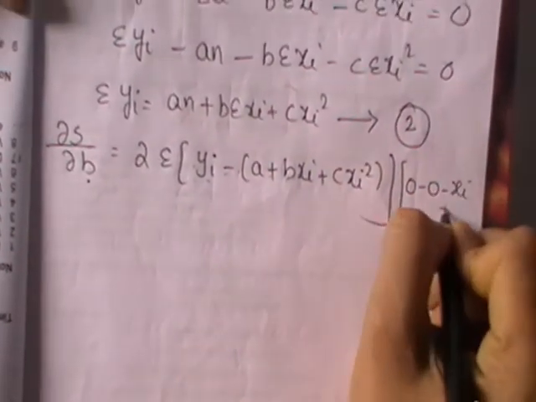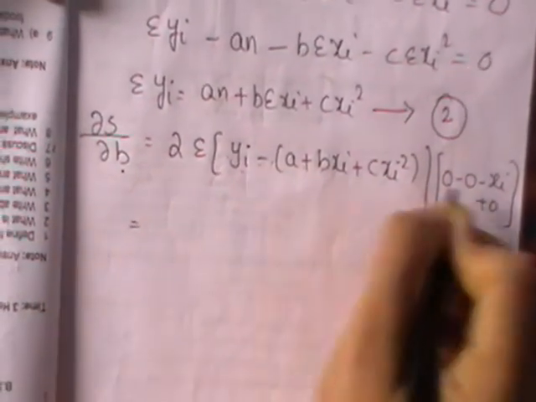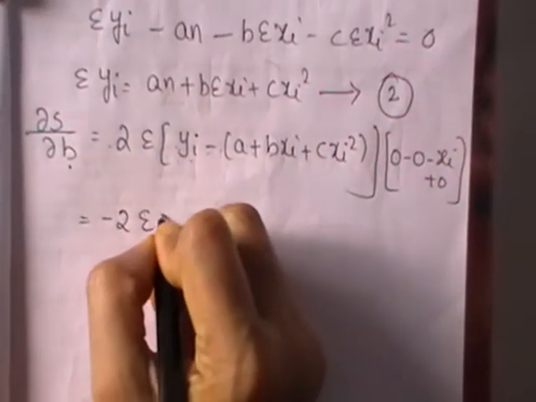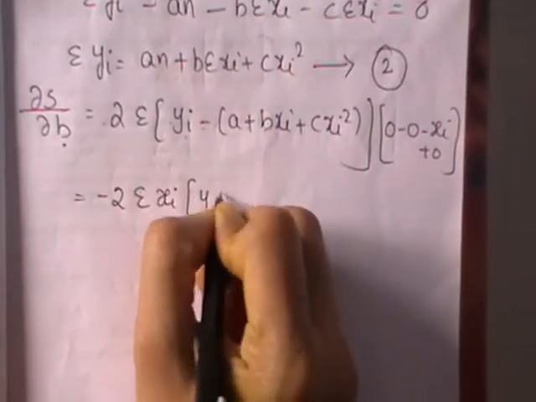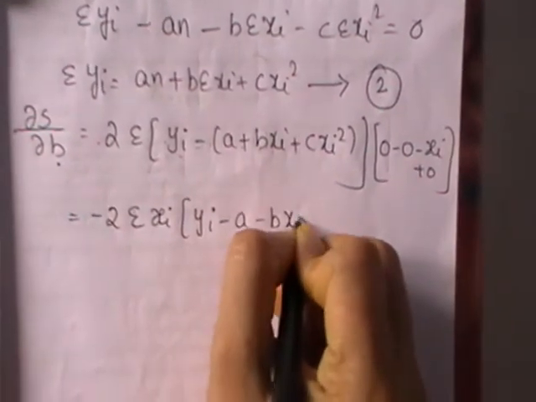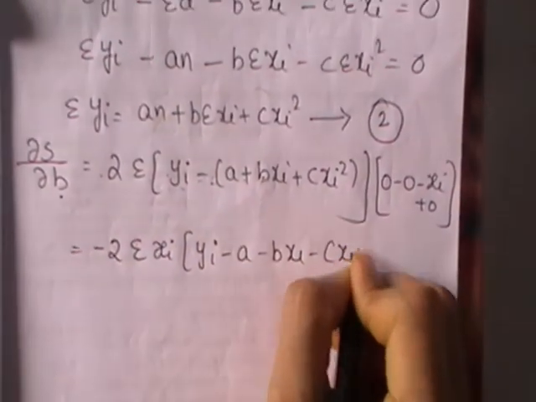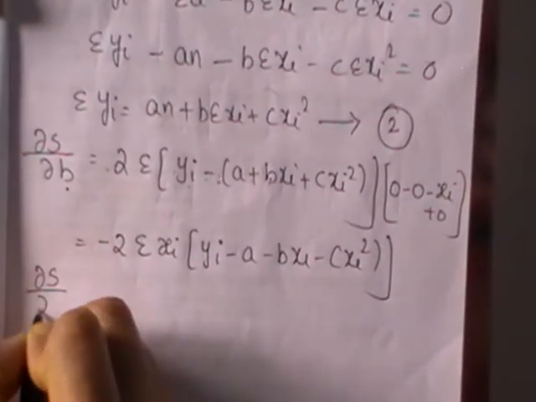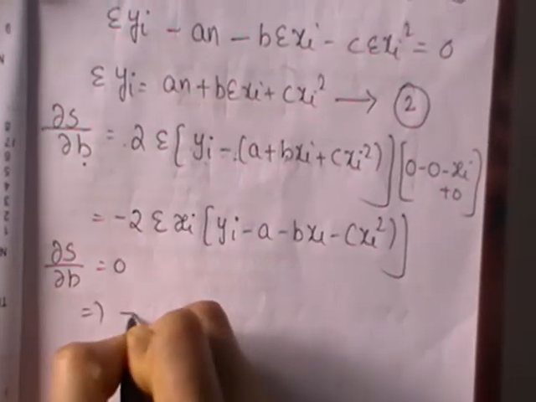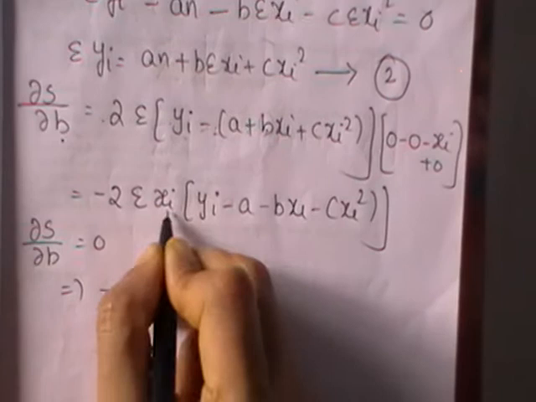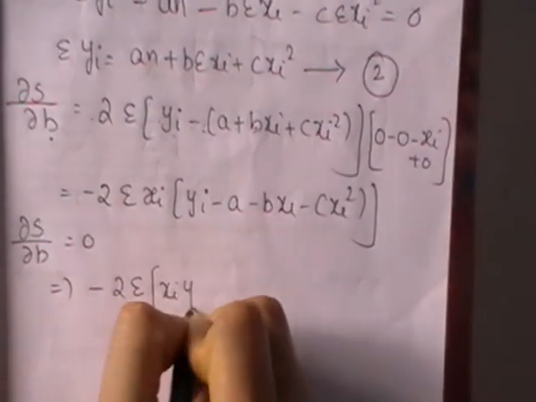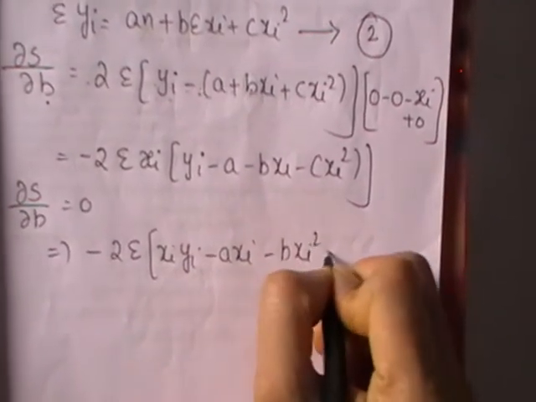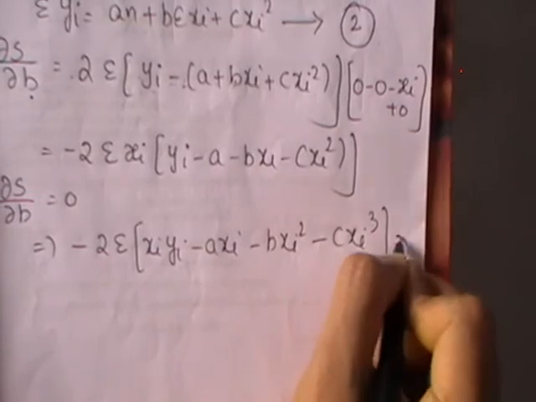Similarly in cxi square you have b. So again if you take this minus here, minus, you have xi also, xi into yi minus a minus bxi. I have resolved this bracket, so I got minus in front of each of these terms. So dou s by dou b should be equal to 0. So you'll get minus 2 sigma, let us multiply this: xi yi minus axi minus bxi square minus cxi cube is equal to 0.